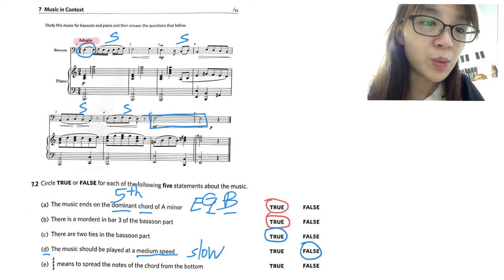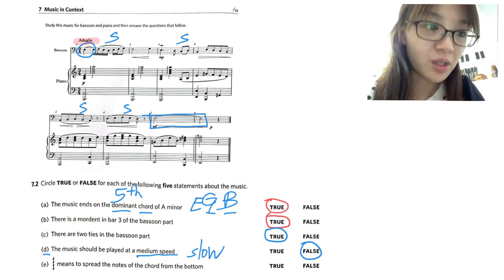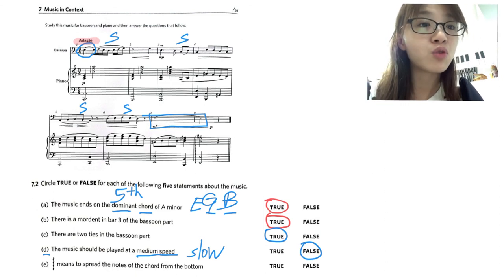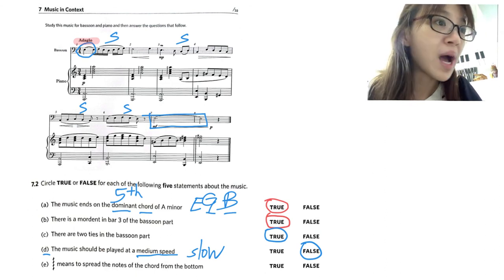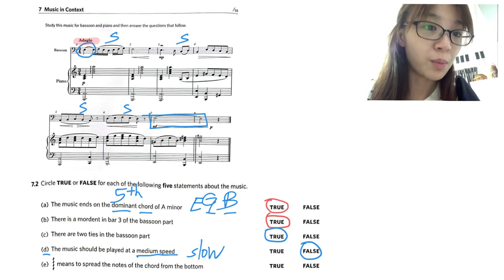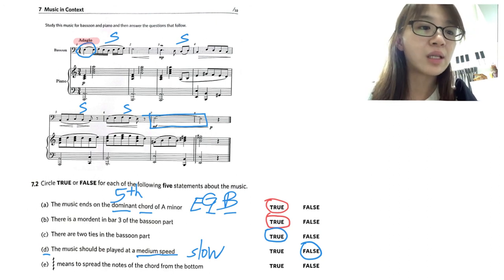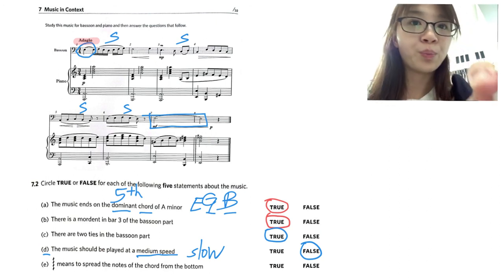Arpeggiation means to spread the notes of the chord from the bottom. Yes, you play the notes from the lowest to the highest, from bottom to top. So you spread it quickly. Yes, it's true.